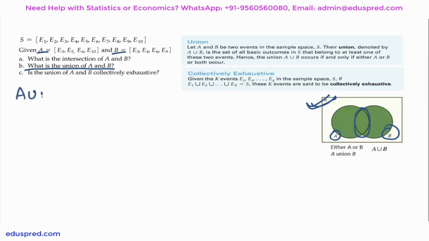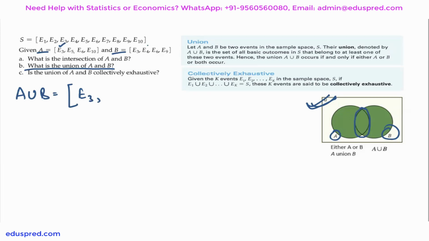So let's see what we are going to have in A union B. Firstly, E3, yes, it's going to come because it's a part of A and B both. But whenever we are doing union, we have to keep in mind that the common elements have to be written only once. We don't need to write the common elements twice or thrice, however many times they are getting repeated, we only write them once.